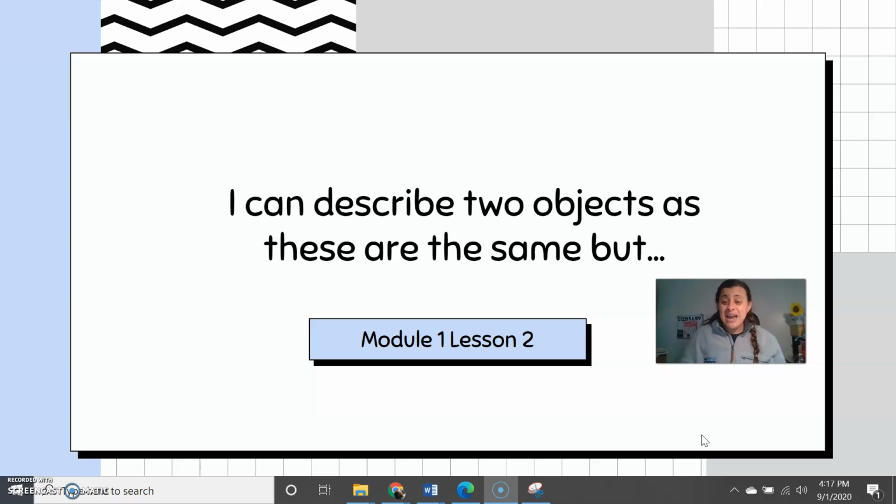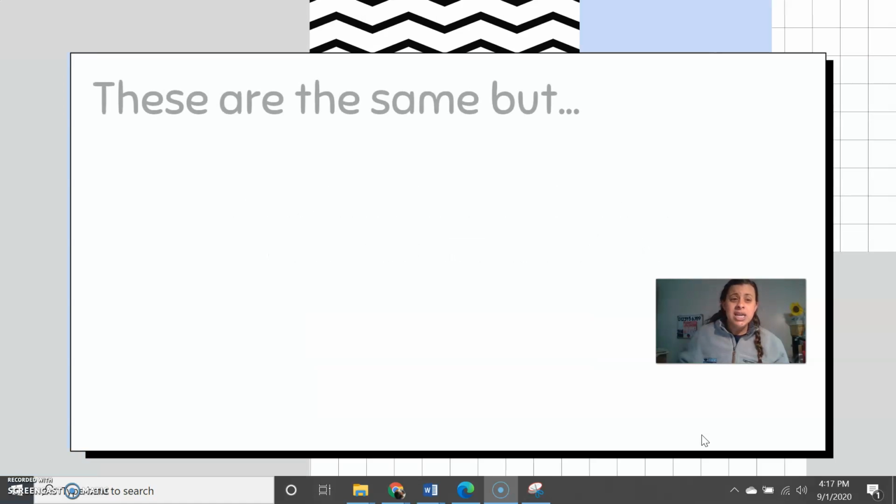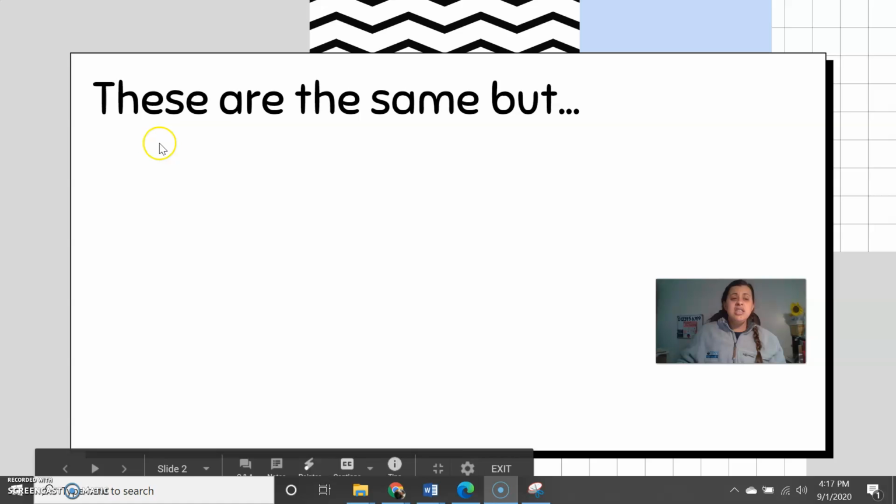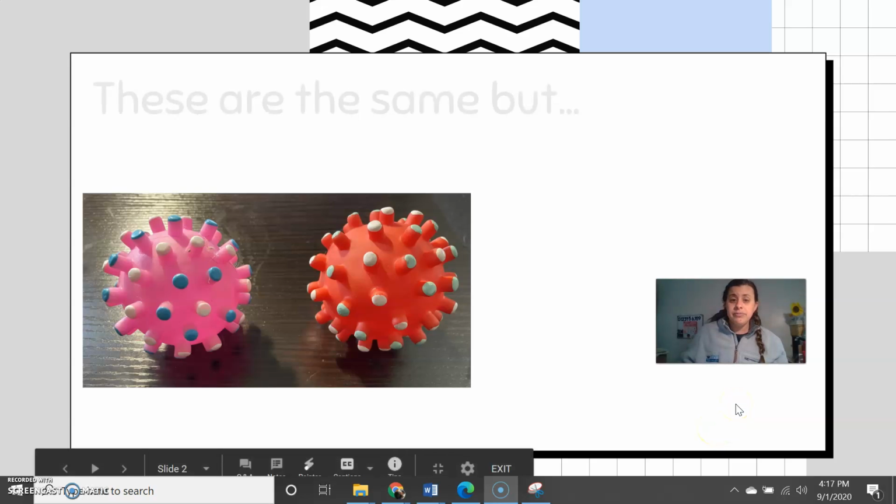So we're going to dive right into our objects, and we're going to talk about how they are the same. Then we're going to come up with describing words of how they are different. Who is ready to find out the objects that we're looking at today? All right, here we go. The sentence stem that we are using today to start our sentences is, these are the same, but. All these objects that you'll see are the same, but we're going to describe how they are different.